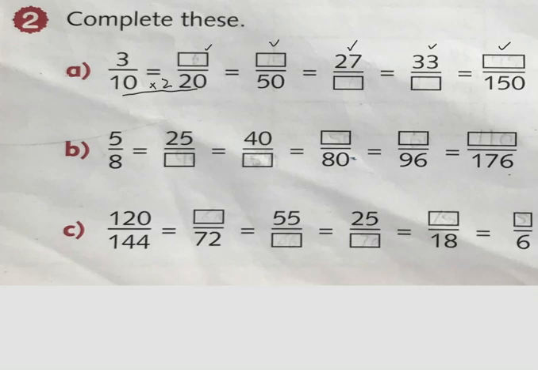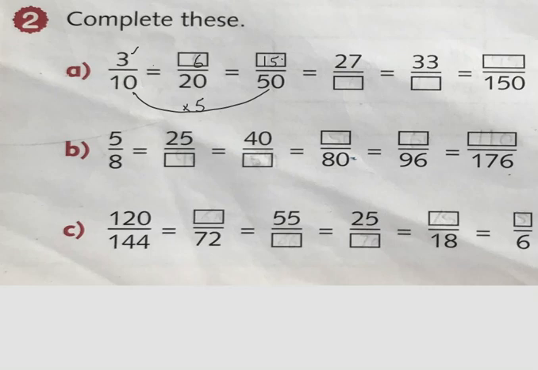As we already learned in equivalent fractions, the numerator and denominator of a fraction must be multiplied by the same non-zero whole number. So multiply that 2 with the numerator also. So 3 2s are 6. Okay, the next value is 50. So we have to find the number which we multiply with 10 and it gives us 50. We know that 10 5s are 50. So multiply this 5 with the numerator also. 3 5s are 15. This is its required answer.